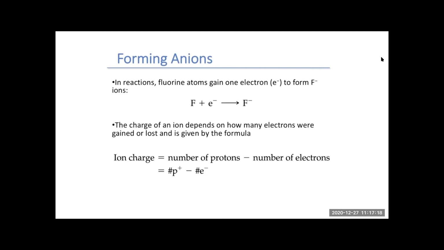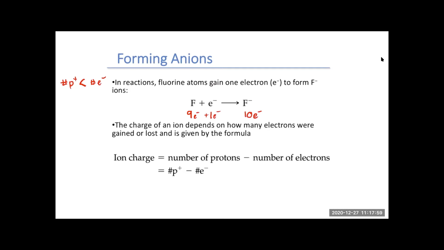Now let's look at our nonmetals. Our nonmetals tend to form anions. What that means is the number of protons is less than the number of electrons. An example is fluorine. If fluorine gains 1 electron, it'll have the same number of electrons as neon. Fluorine has 9 electrons. If it adds 1, now fluorine will have 10 electrons total, which is the same number of electrons that neon has.